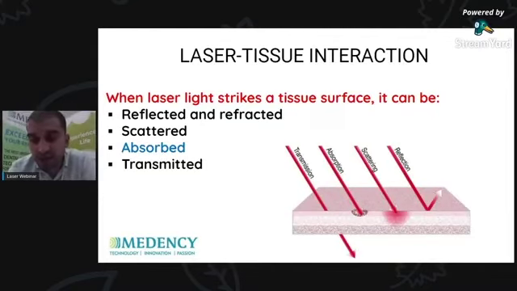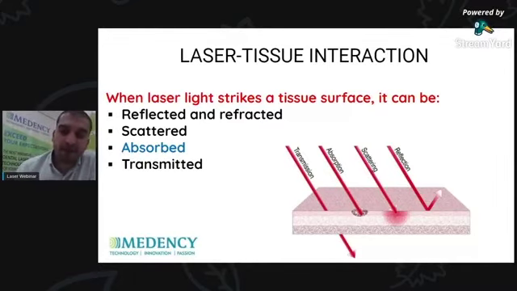Here's a diagram with the four main categories that happen when laser strikes a tissue. We see the transmission, the absorption, scattering, and the reflection. And as we said, the most important thing is the absorption. We have a big question now. How can we make sure that this laser is absorbed? Well, we have a solution for this.